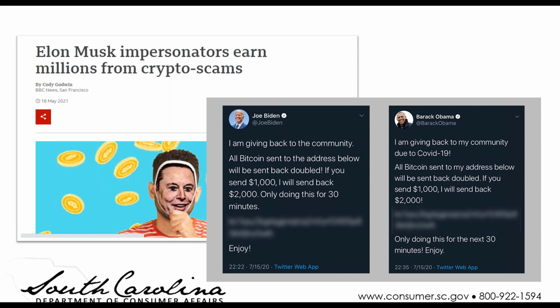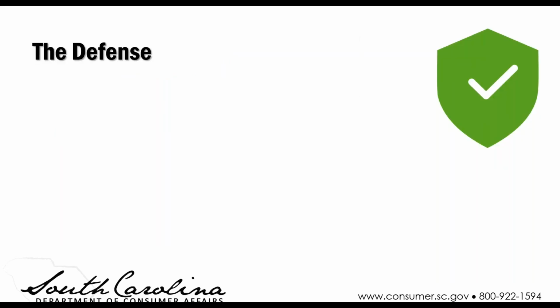And again, a lot of times in this case, they said, we're only doing this for 30 minutes. So you were supposed to react pretty quickly to this message, send them $1,000, and they're going to send you $2,000. And if you think about that for a second, it doesn't really make a whole lot of sense. Why would the former president be sending people extra money if they send it to them? A lot of times these promises of, if you send me money, I'm going to send you money, it just doesn't make sense, right?